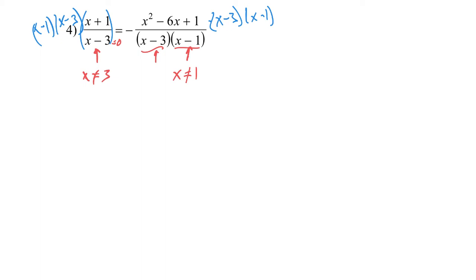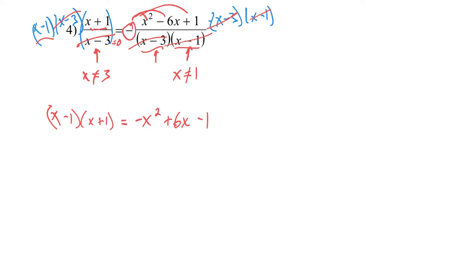All right, let's keep going with our canceling now. So the x minus 3 cancels with the x minus 3, and x minus 3 cancels with x minus 3, x minus 1 with x minus 1. So what we're left with is that x minus 1 and this x plus 1 that was there to begin with. So we need to multiply those with each other. And then I have equals. Now don't forget this negative here. That is going to change all of our signs. So we'll have a negative x squared, a positive 6x, and a minus 1.